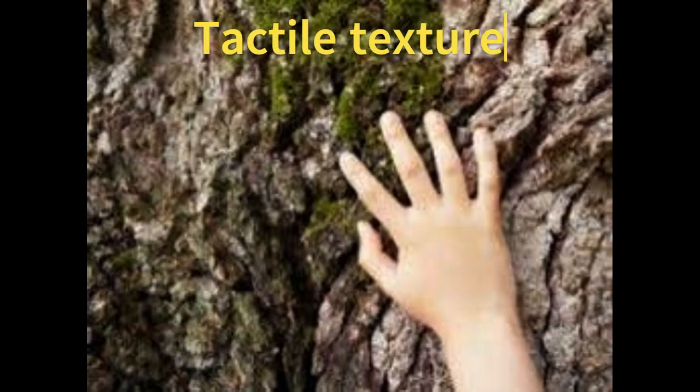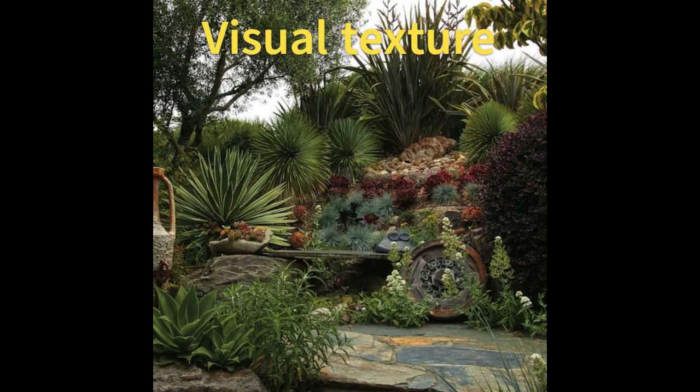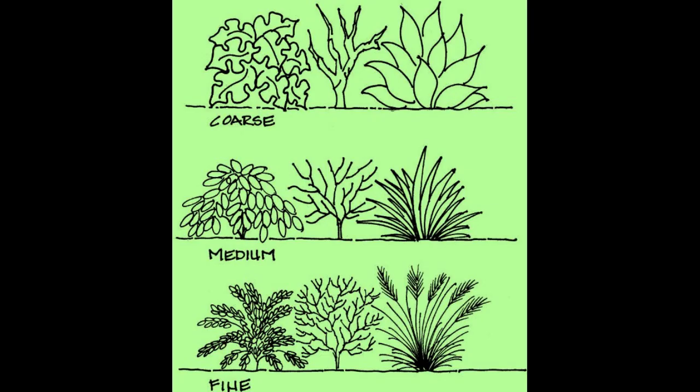Tactile texture is felt by sense of touch. Visual texture is felt by sense of vision. It is used in designing landscape gardens. Both softscape and hardscape elements have visual texture. Visual texture may be coarse, medium, or fine.